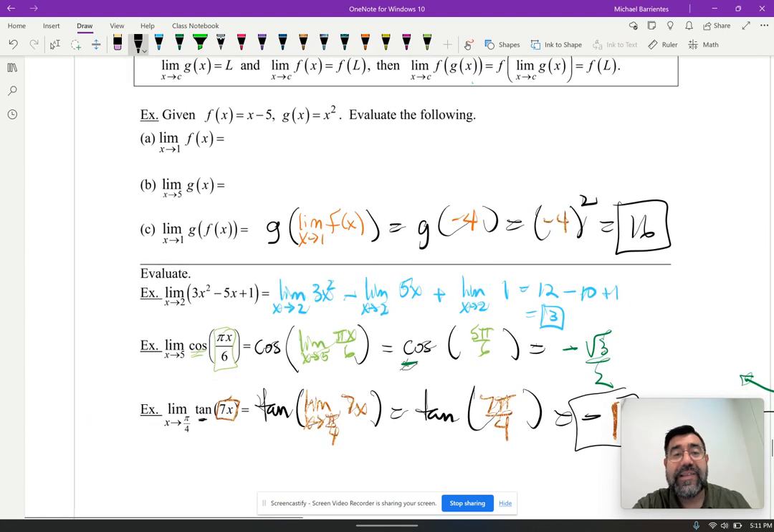When things are nice and continuous, which is why we look for continuity in functions, because that's the nicest situation, we can apply these properties with no issue. In video 3, I'm going to come back and we're going to talk about what happens when things are not so nice.